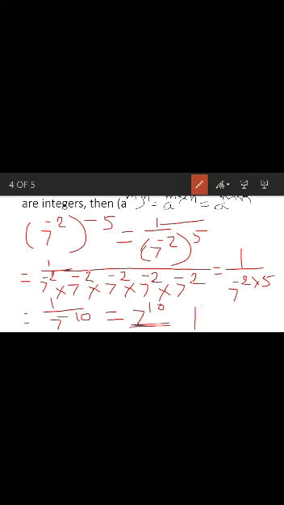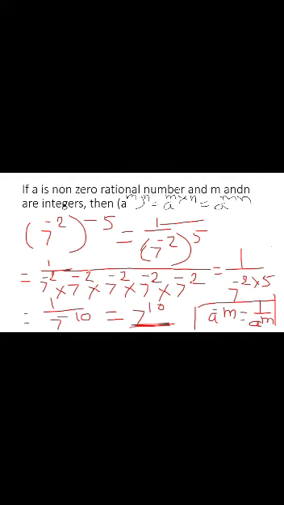We know the rule, that is a raised to minus m is equal to 1 upon a raised to m. According to this rule, we'll get this answer. Understood, students? We'll take one more example of it. I hope you understood it. One more example we'll take, that is (2 upon 5) raised to minus 2 and again raised to 3. Okay, what will it come?